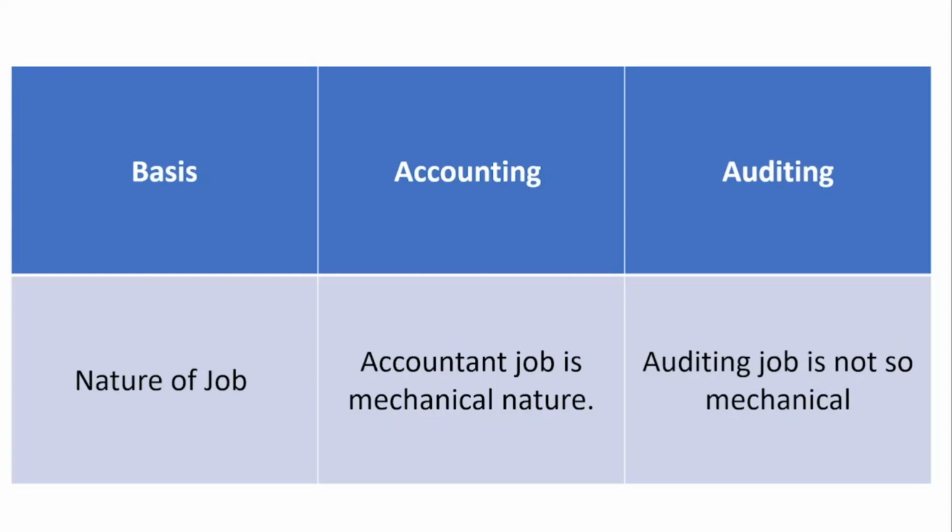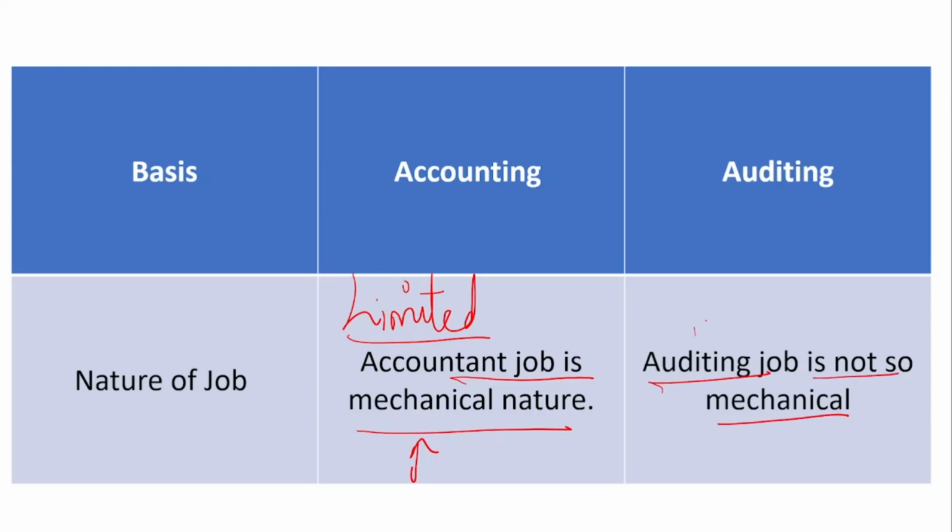Nature of job. The accountant's job is mechanical in nature. What does mechanical mean? He has limited work. He knows what to do and how to do it. But the auditing job is not so mechanical. The auditor may have to perform a various number of works.